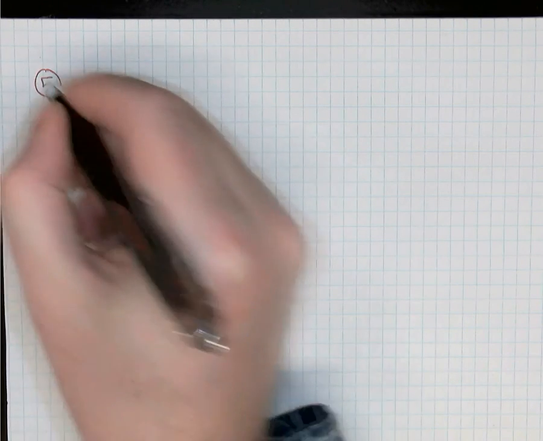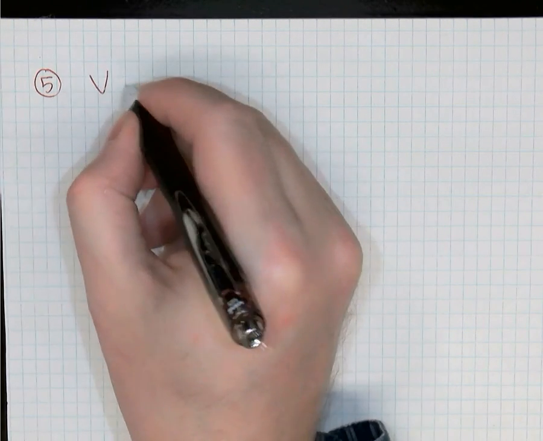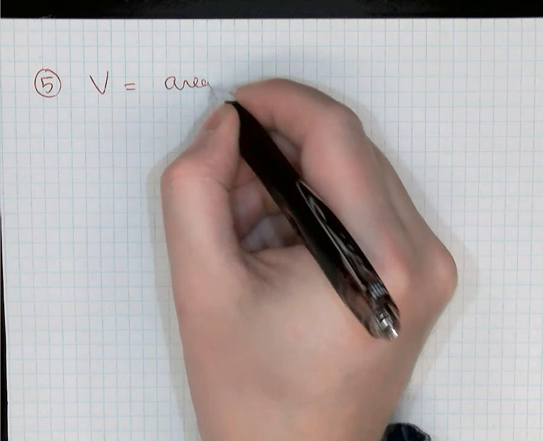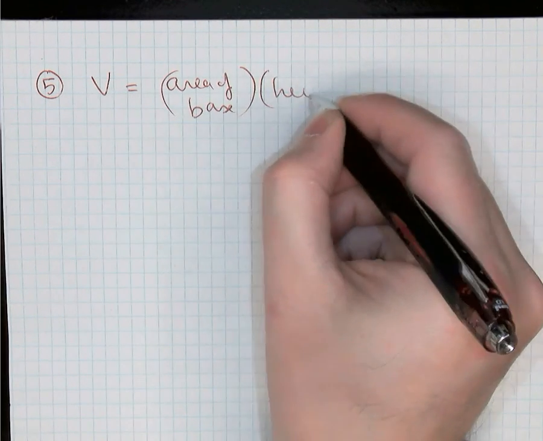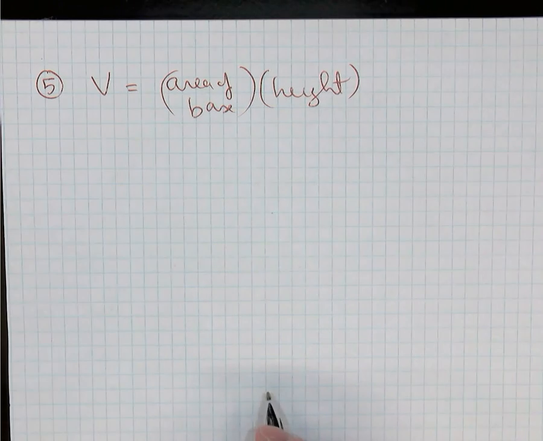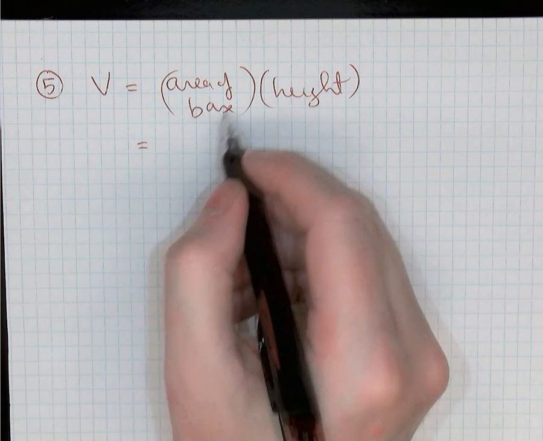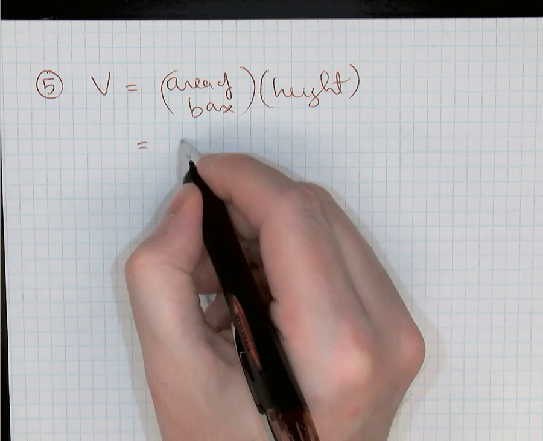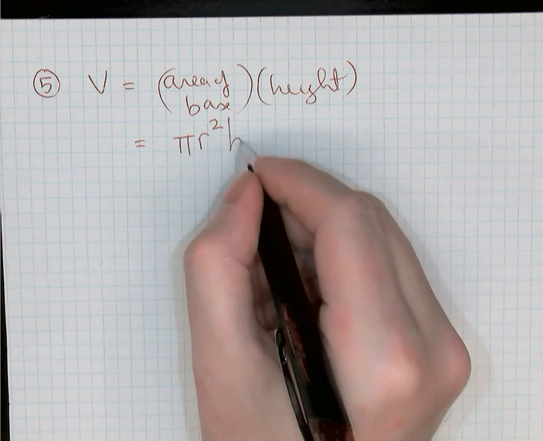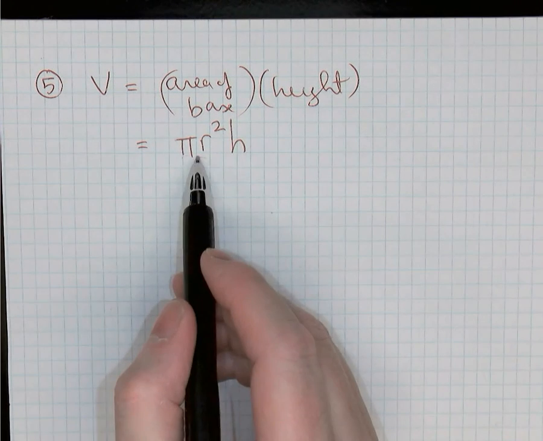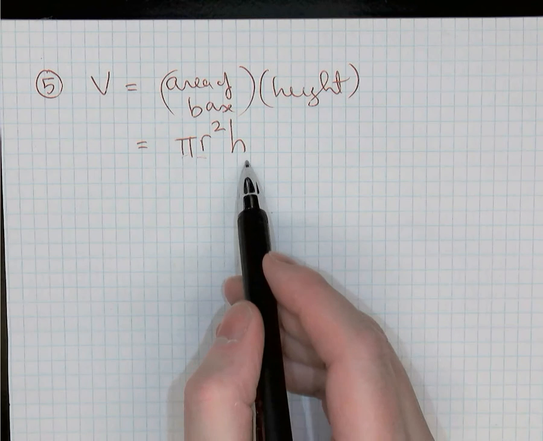Question number 5, the volume of this cylinder is equal to area of the base times the height. And in this case, the base was a circle, right? It was a circular base. So area of a circle is pi times r squared times the height. So there we have it. Area of the base, pi r squared, times height.